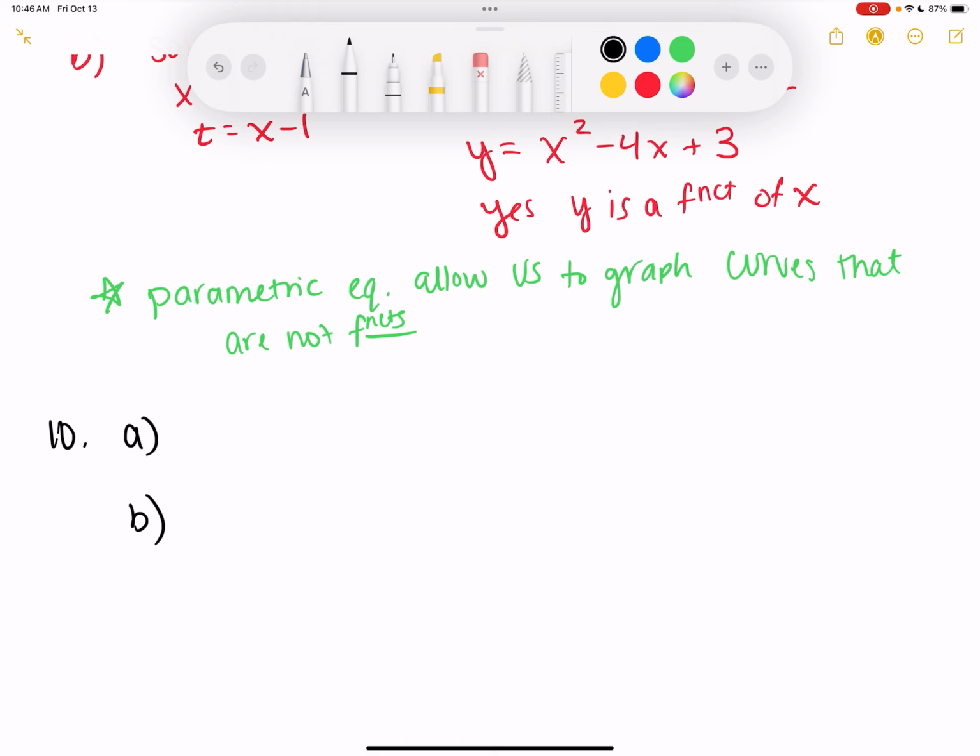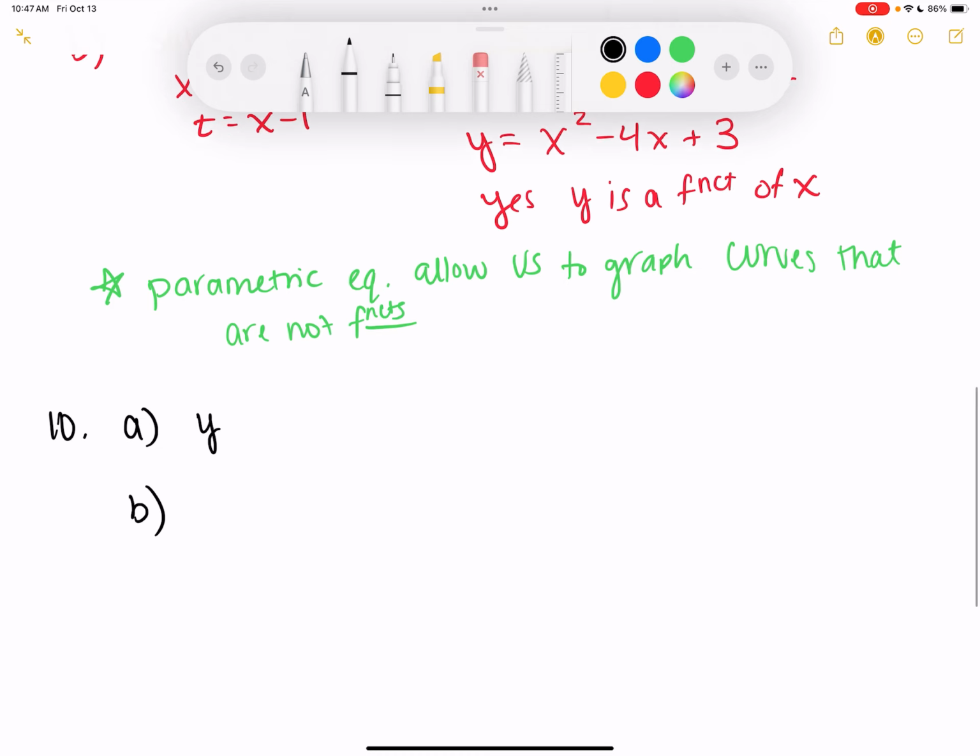So with 10, we've got something that kind of looks like a sine function. It's not exactly that, obviously. Does that pass the vertical line test? Yes, it does. So that is a function. So part A is yes because of the vertical line test. I'll just use VLT for vertical line test and HLT for horizontal line test. Then does the relation have an inverse that is a function? Does it pass the horizontal line test? No.